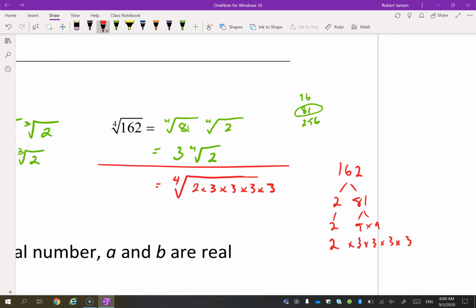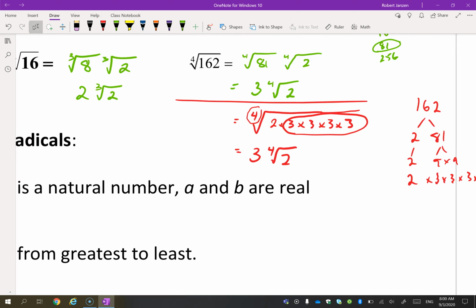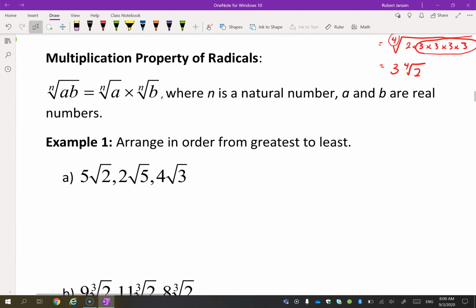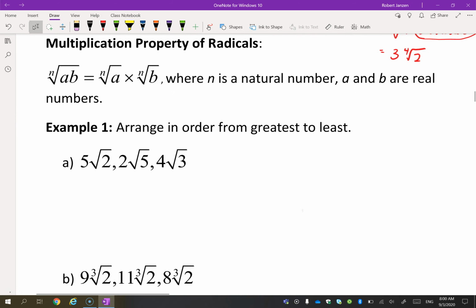And then, since we're looking for a fourth root, are there any factors where there are 4 of them? Yes, there are 4 threes. That means I can take that out, and I'm left with the fourth root of 2. That's something that you were supposed to have learned last year. We need to use that skill in this unit. Here's a couple of little ways that it's useful to have a good understanding of radicals.